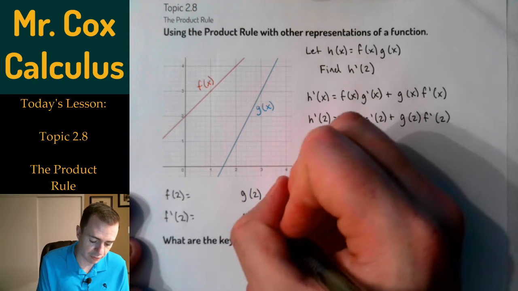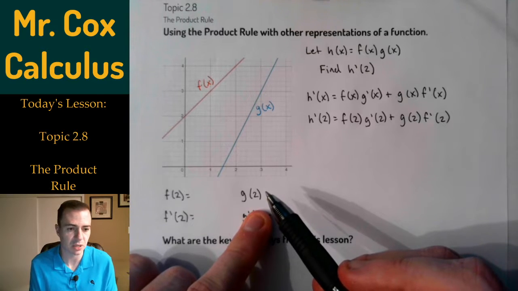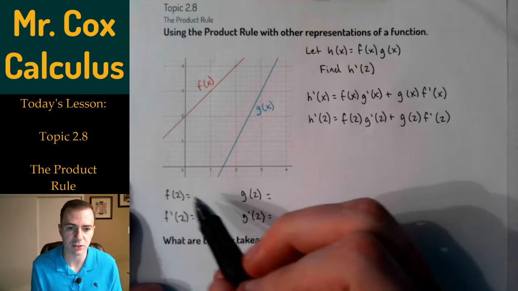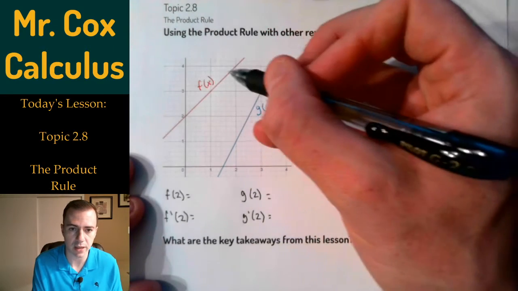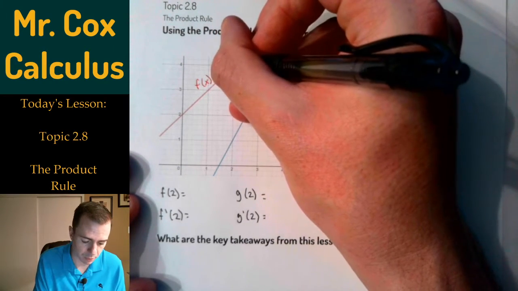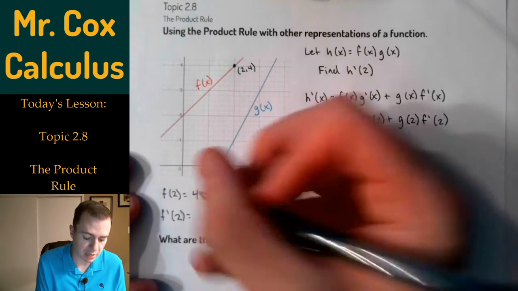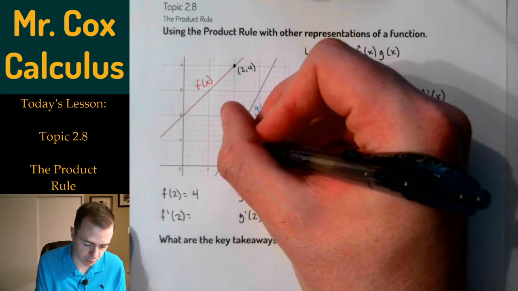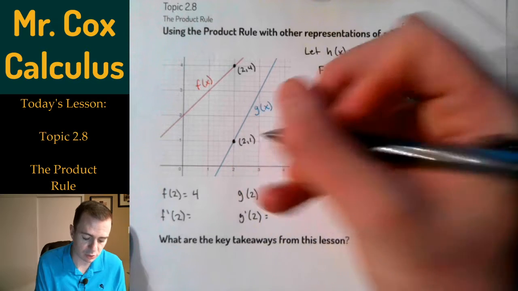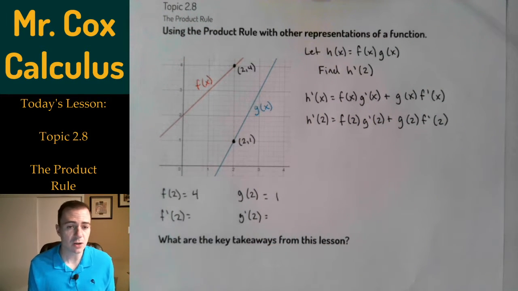Well, let's start off with f of 2 and g of 2, which are going to simply be the function values at 2. F of 2, here's 2, is going to equal this point 2 comma 4. So if I have the point 2, 4, then f of 2 is simply equal to 4. And I'll do the exact same thing with g. G of 2 is equal to this point right here at 2 comma 1, so g of 2 is equal to 1.